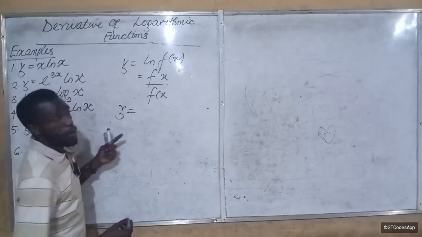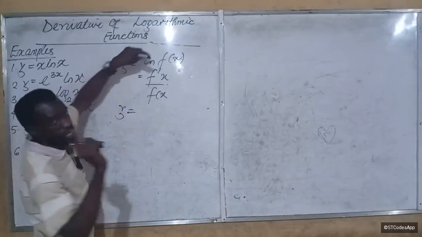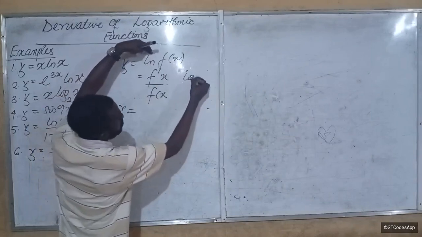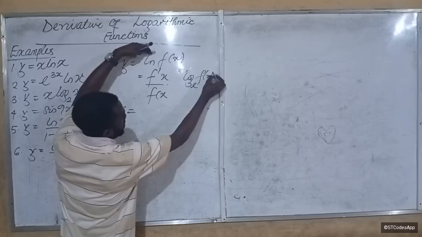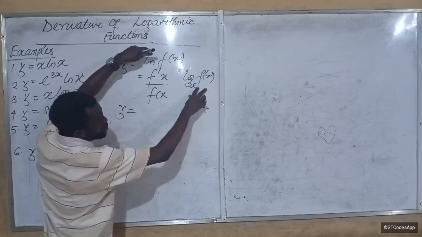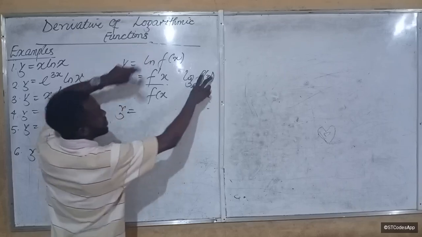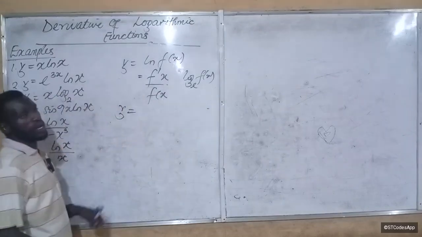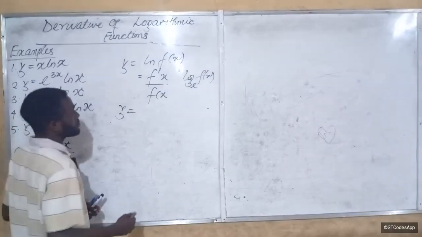First let me tell you why. Here, this ln means log to base e of f of x. So that is why if you differentiate, you just have f prime of x over f of x, and by the time you take natural log of e, you're going to have 1, okay?